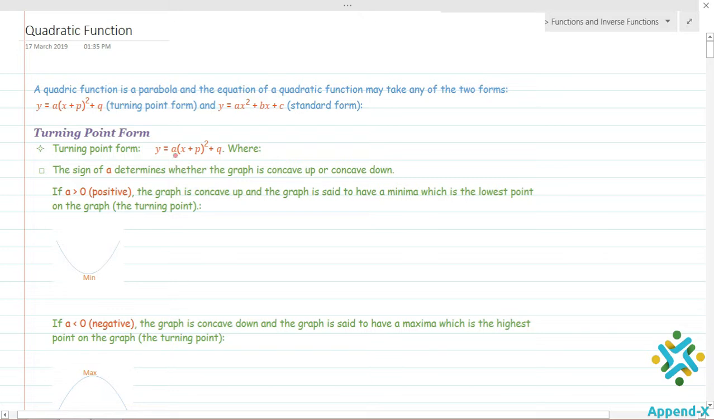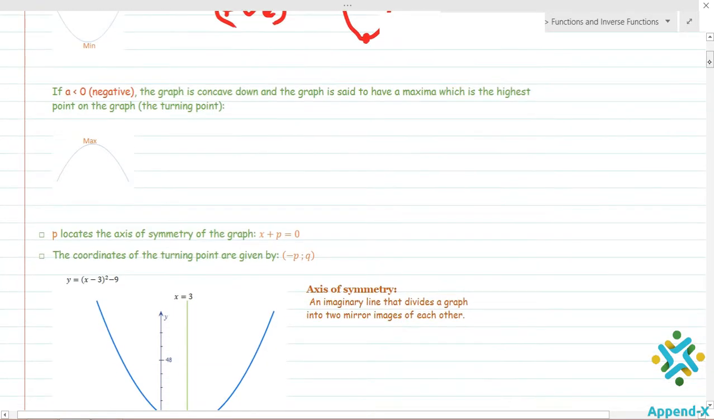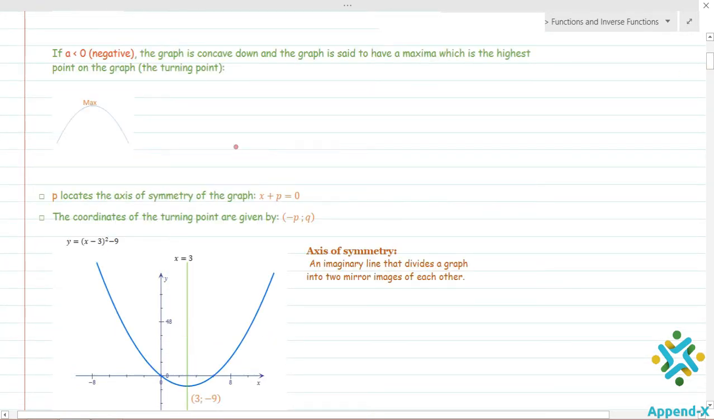Now, the turning point form of the equation of a quadratic function is an equation of this form, where a determines whether the graph is concave up or concave down. Now, if a is a positive value, then the graph is concave up, and the turning point occurs on the minimum point of the graph or the lowest point on the graph, okay? And if a is negative, the graph is concave down, and the turning point occurs at the maximum point on the graph, okay, which is the highest point on the graph.